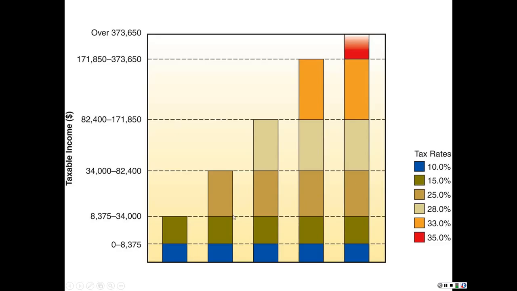Well, if we earn between $34,001 up to $82,400, our tax rate is 25%. Once again, $82,401 to $171,850, our tax rate is now 28%. See, this is a progressive tax. As our income goes up, the thought is we are able to afford to pay more in taxes. So we are paying a higher percent as our income goes up. That's progressive. That's easy to see.